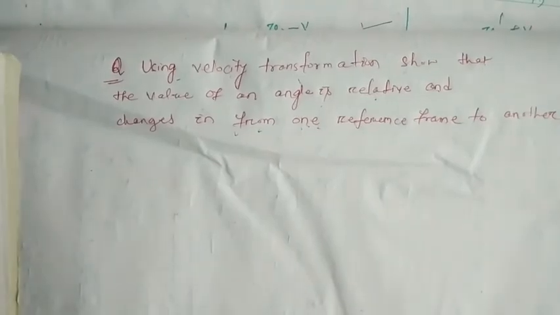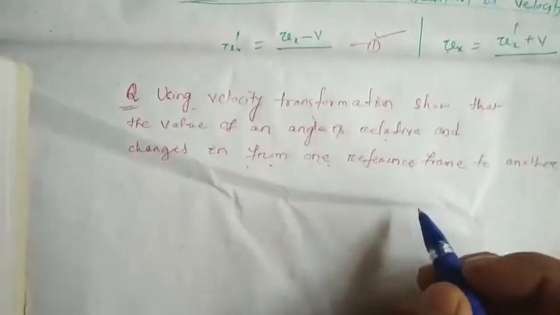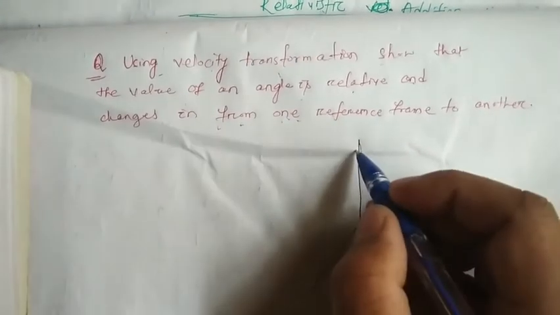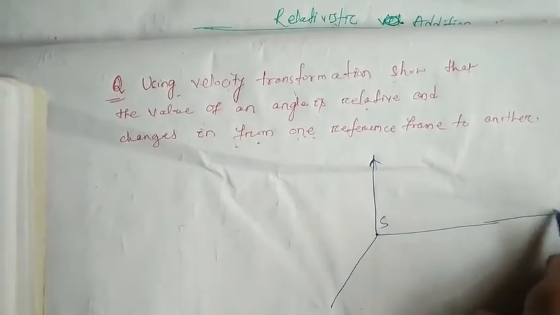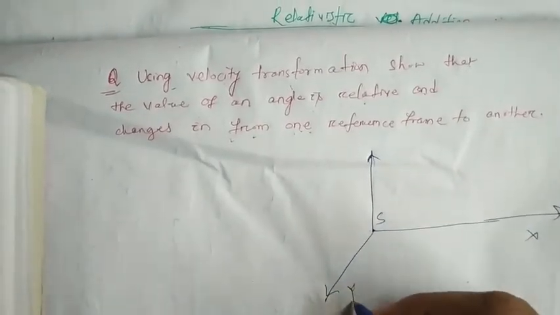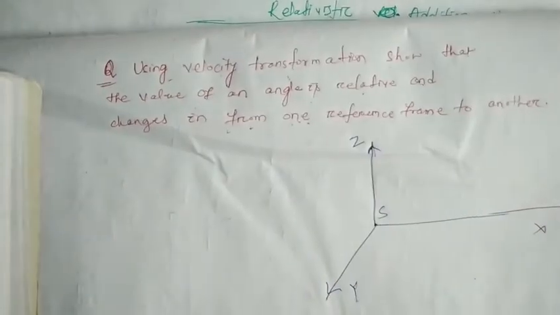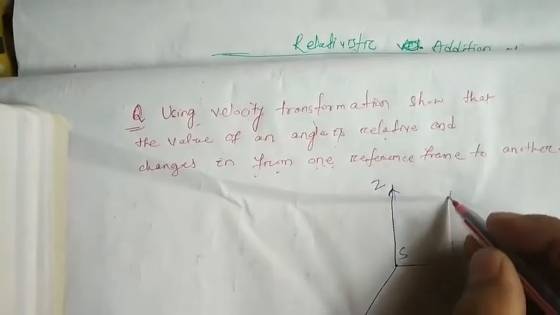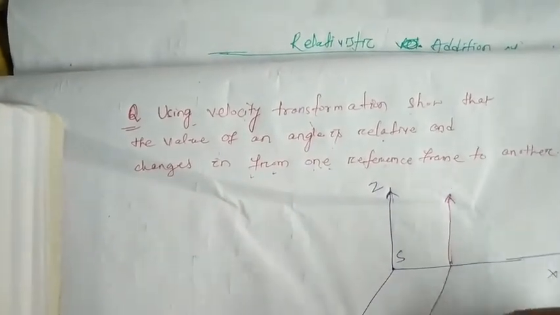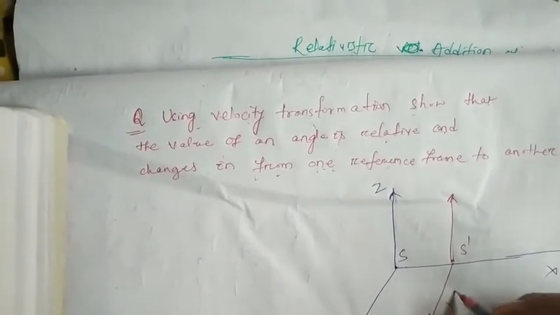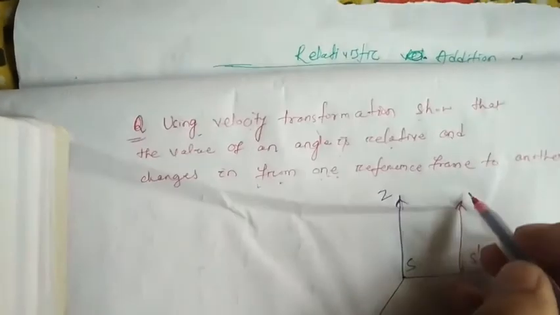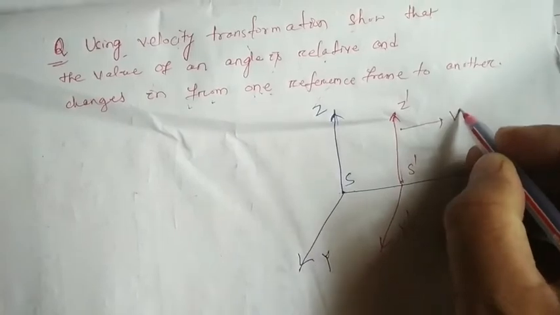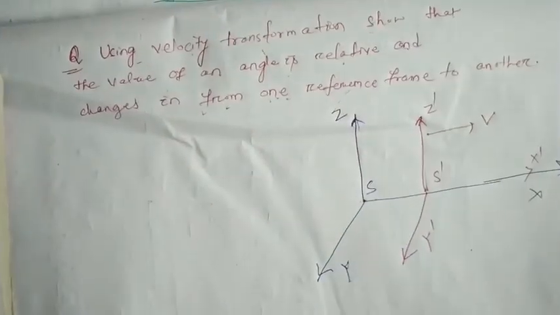So here I am going to draw the two frames of reference. This is your S frame which is at rest. This is X, Y and Z. And the S dash frame, which is moving along the positive X axis direction, is this one. This is your S dash frame, Y dash, X dash and Z dash. This S dash frame is moving with velocity v with respect to S frame.